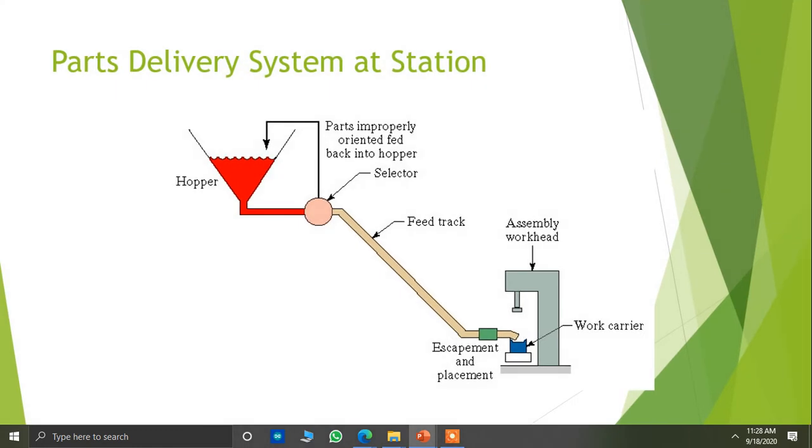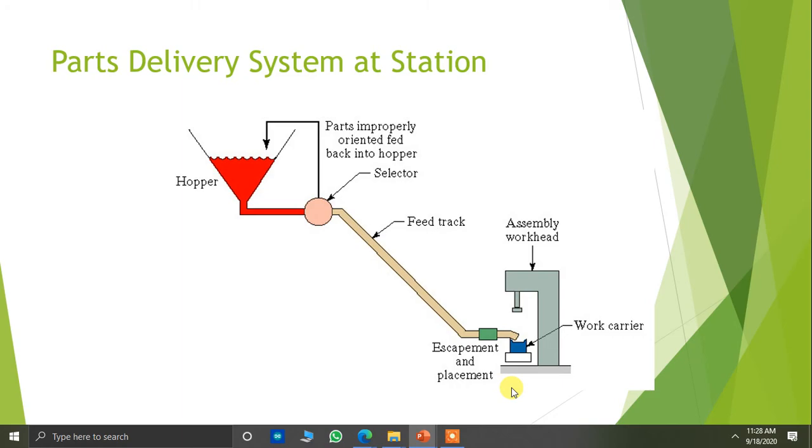One thing is the part delivery station. In the part delivery station, you have a hopper. You understood the hopper from the figure, like you can understand from the previous sessions also. It is a gravity based thing where the materials are fed and it will select a particular set of materials. That's a selector. And the feed track will identify the material movement, how the material is being transferred from the hopper to your escape and placement cell to your work carrier station. In this example, it is purely a gravity thing.